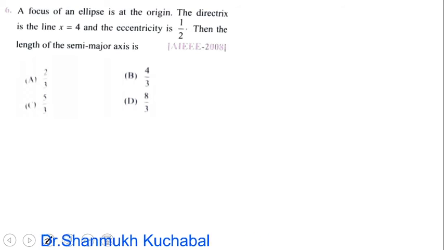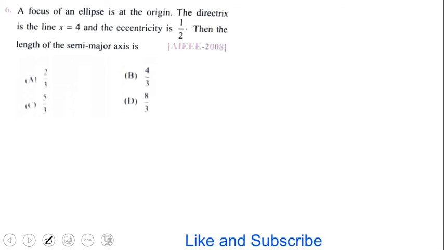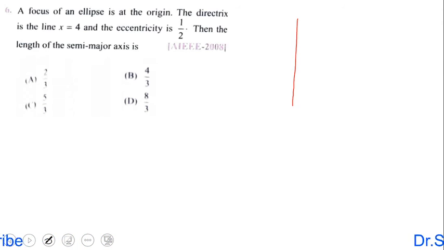The question is, a focus of an ellipse is at the origin. The directrix is the line x equal to 4. Eccentricity is 1 by 2. Then we need to calculate the length of the semi-major axis. Using a diagram, we can understand this concept very easily. So we will take the geometric representation here.